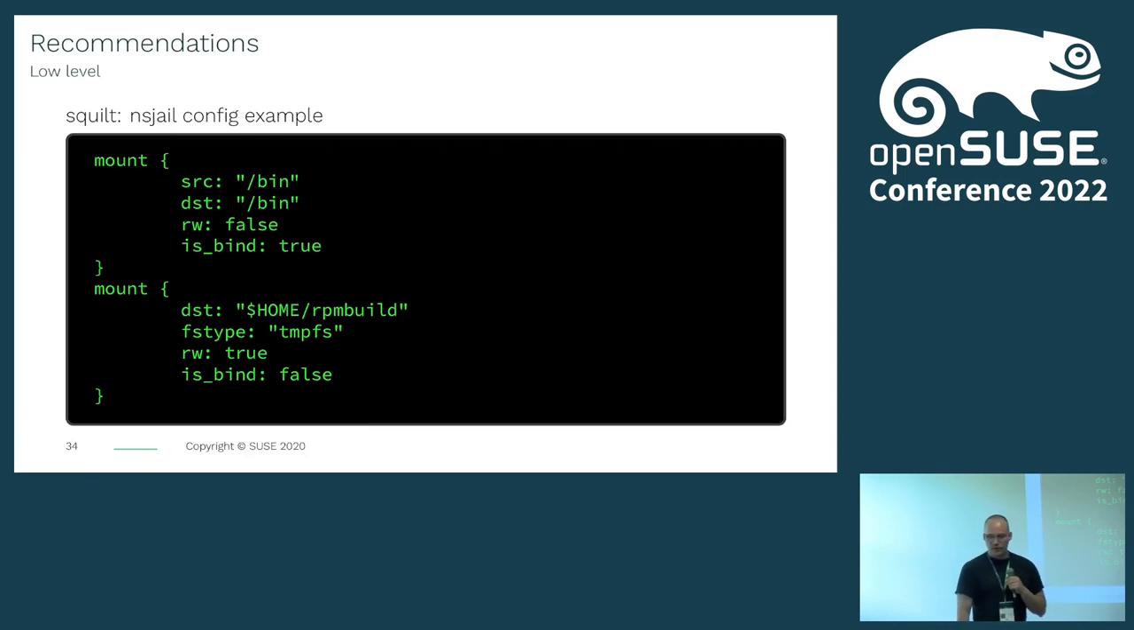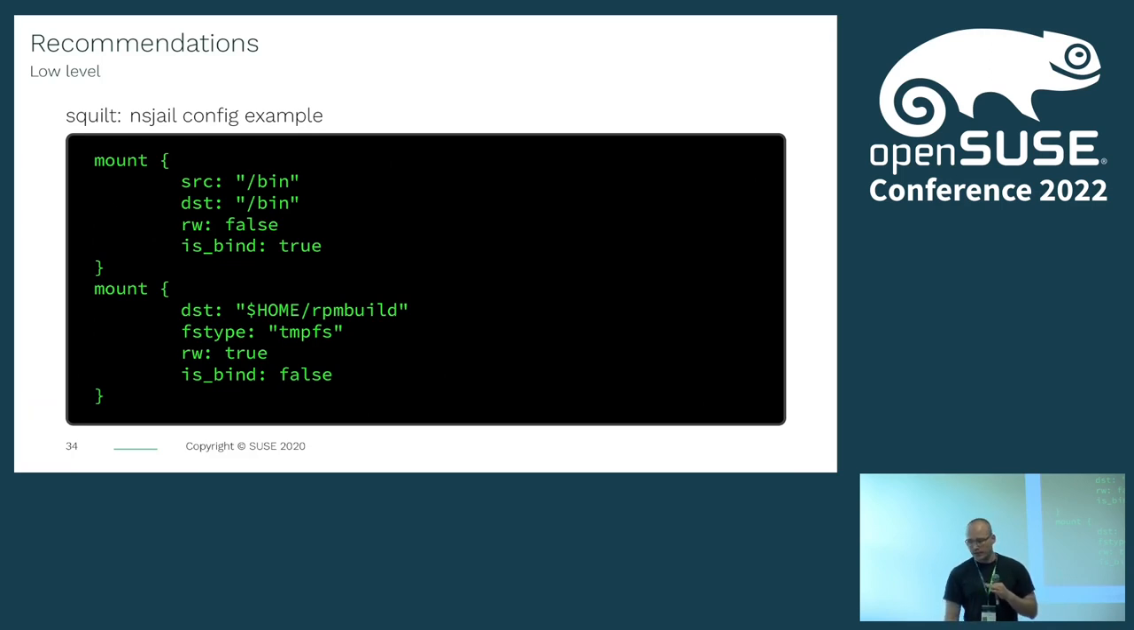This is a short example of how this NSJail configuration looks. You specify certain parts that are mounted. So here you mount certain binaries, and you don't make them writable. And then the RPM build directory in which you work, you make writable. There's a bit more logic around it, but in the end, it's really a simple wrapper. And you can easily create something like that for your use case that you often run.